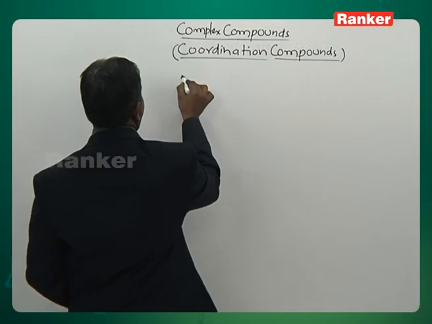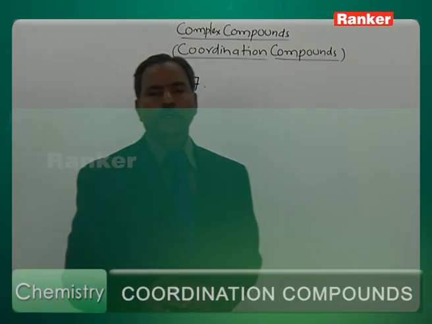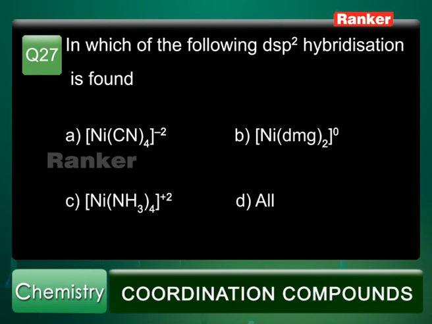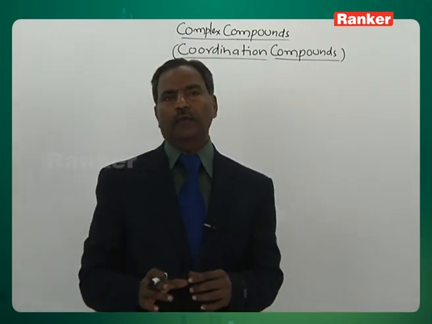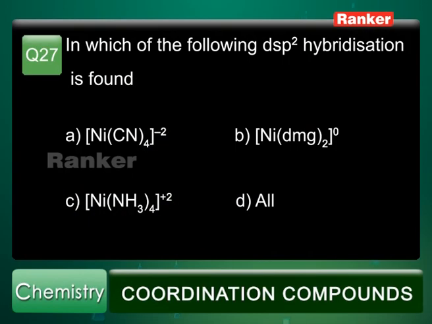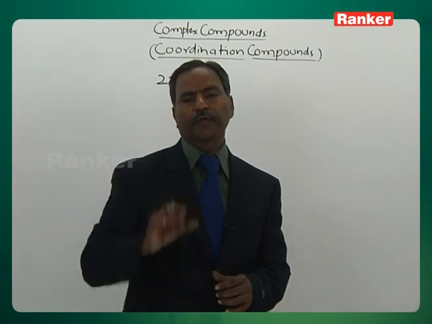Question number 27. In which of the following is dsp2 hybridization found? Wherever the complex has square planar geometry, we can say it is dsp2 hybridization. A. Nickel tetracyanide 2-. We thoroughly discussed it in the class. It is square planar and definitely it is dsp2.